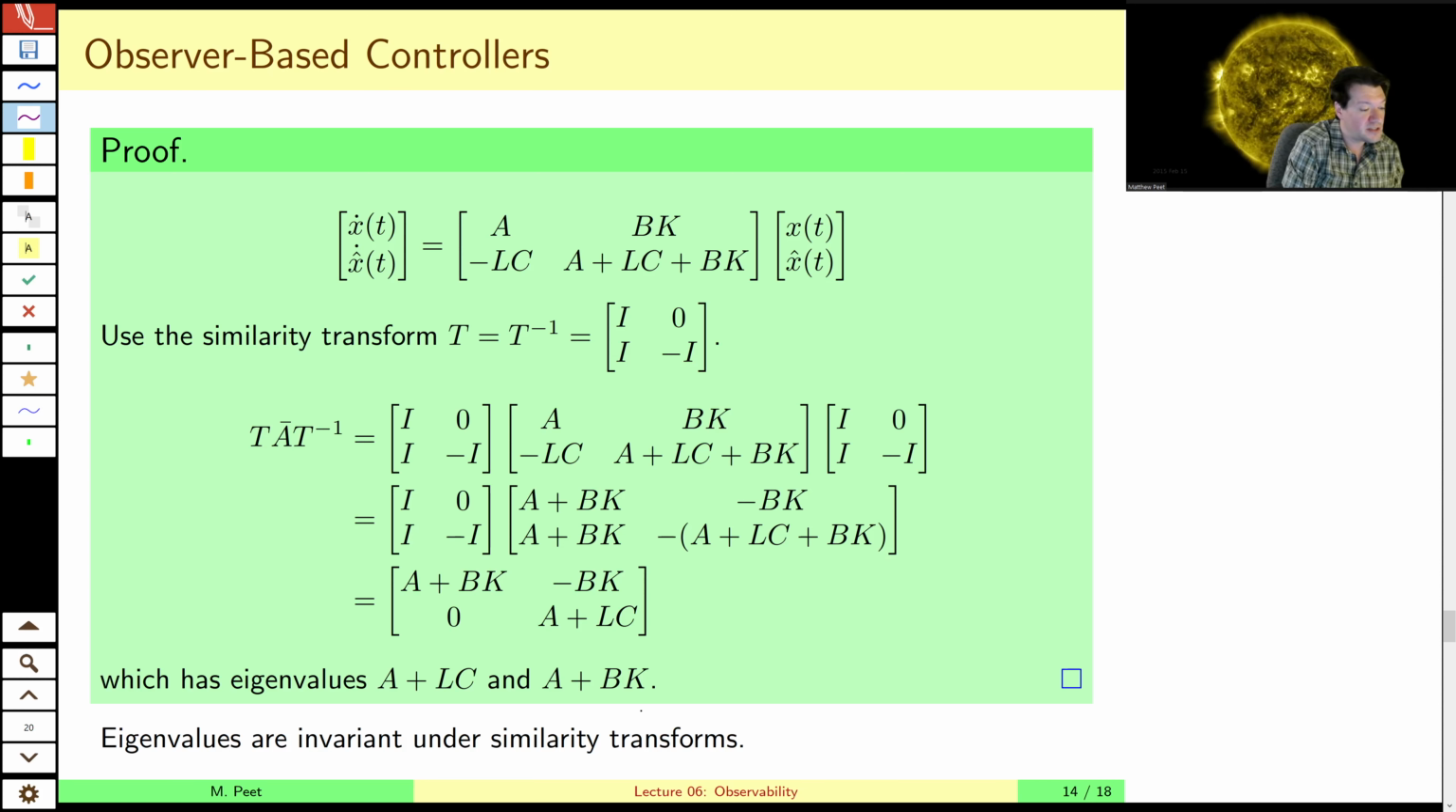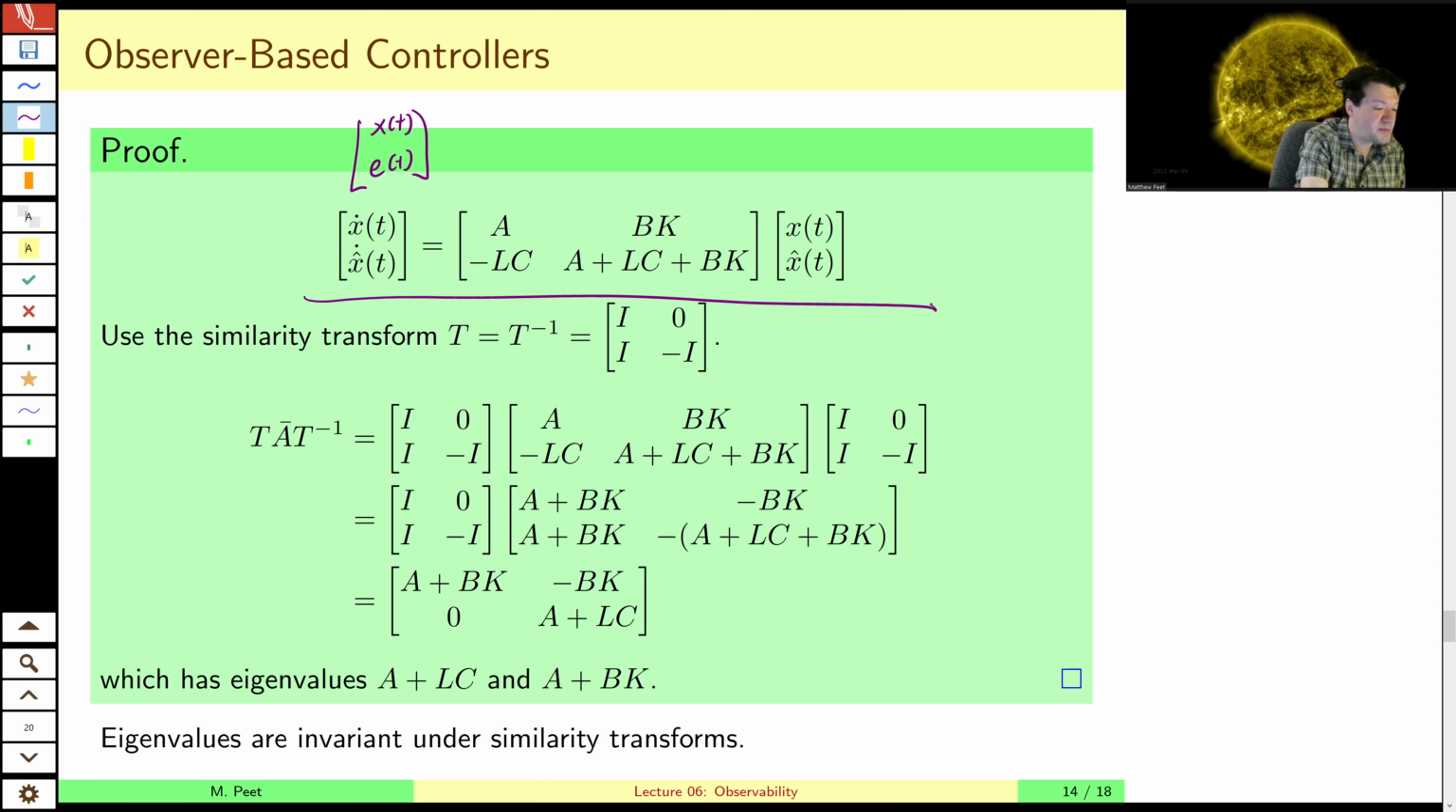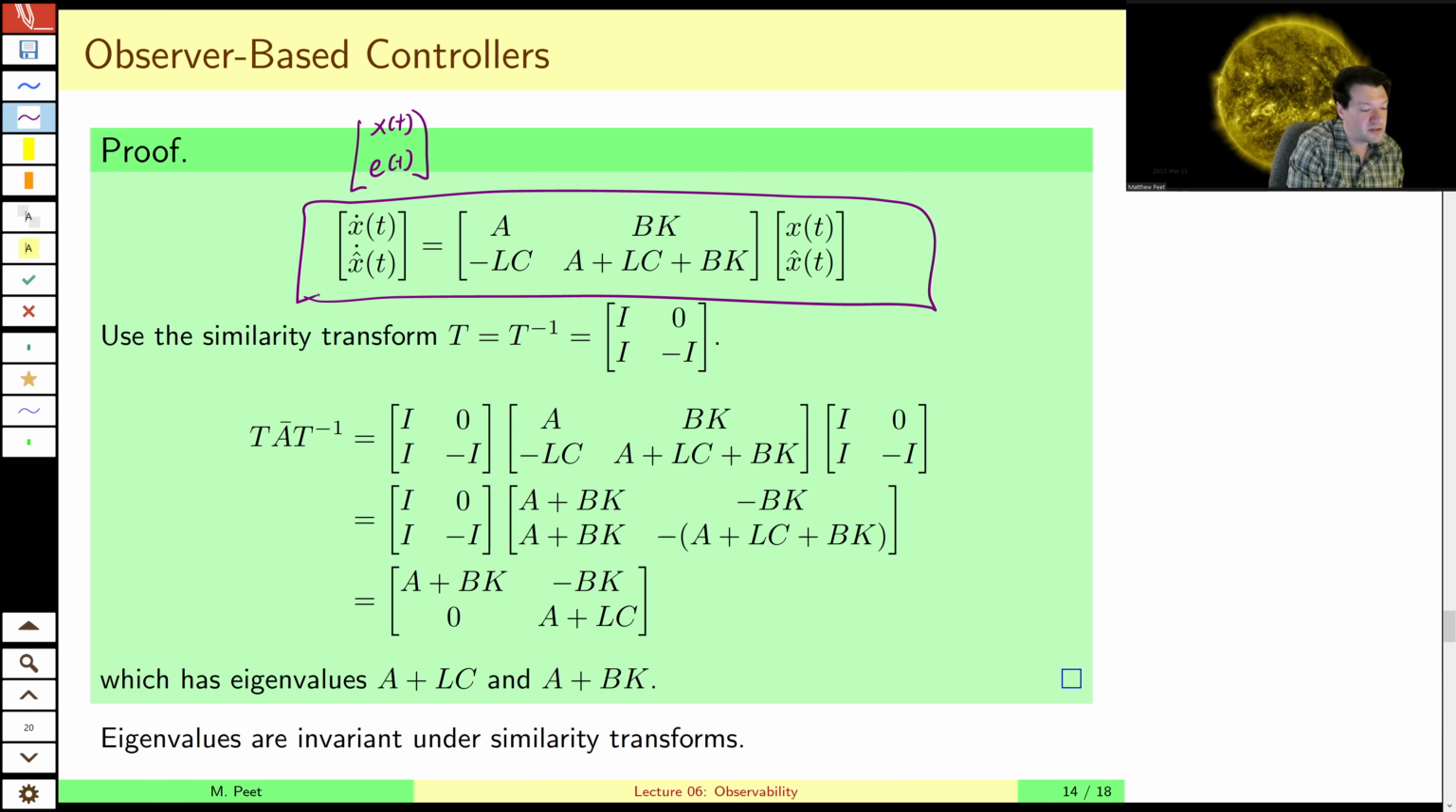In fact, you don't really need this proof, right? If you constructed your aggregate state in a different way, like this, x of t and e of t, it would actually work out quite simply. But that's not obvious that you'd want to do that. So here's our state space representation of those initial aggregate dynamics, and we want to study the eigenvalues of this big matrix.